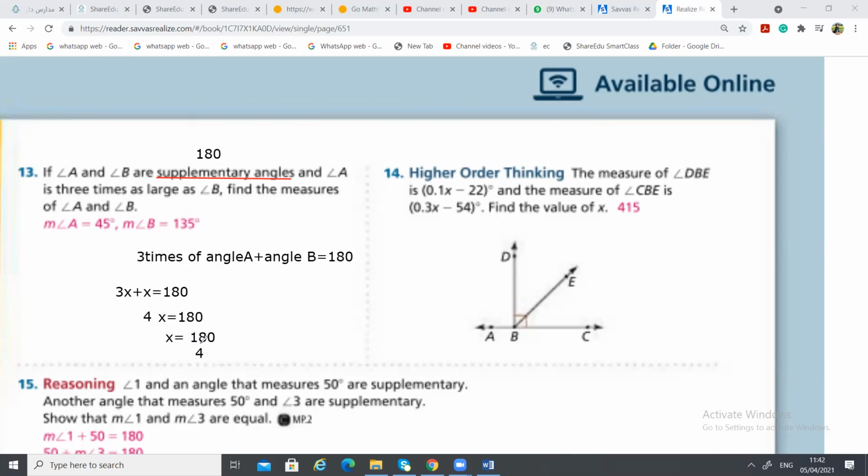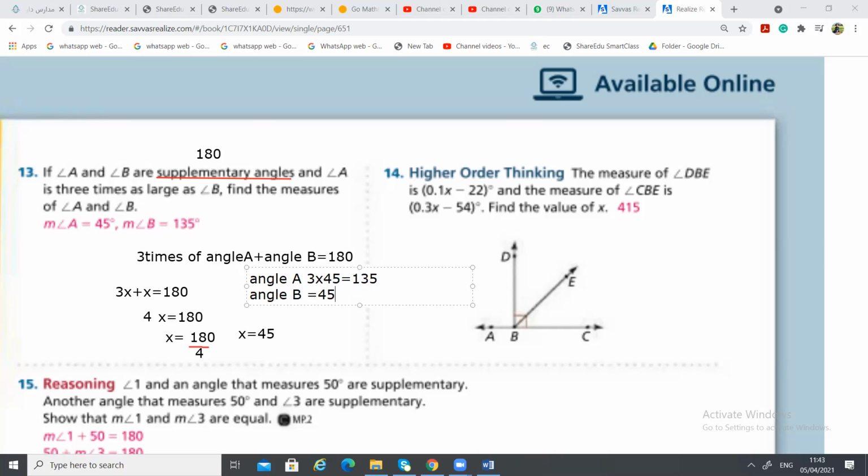That is x equals 180 divided by 4, which is 45 degrees. So angle A is 3 times 45, that equals 135. And this is angle B. Angle B equals 45.